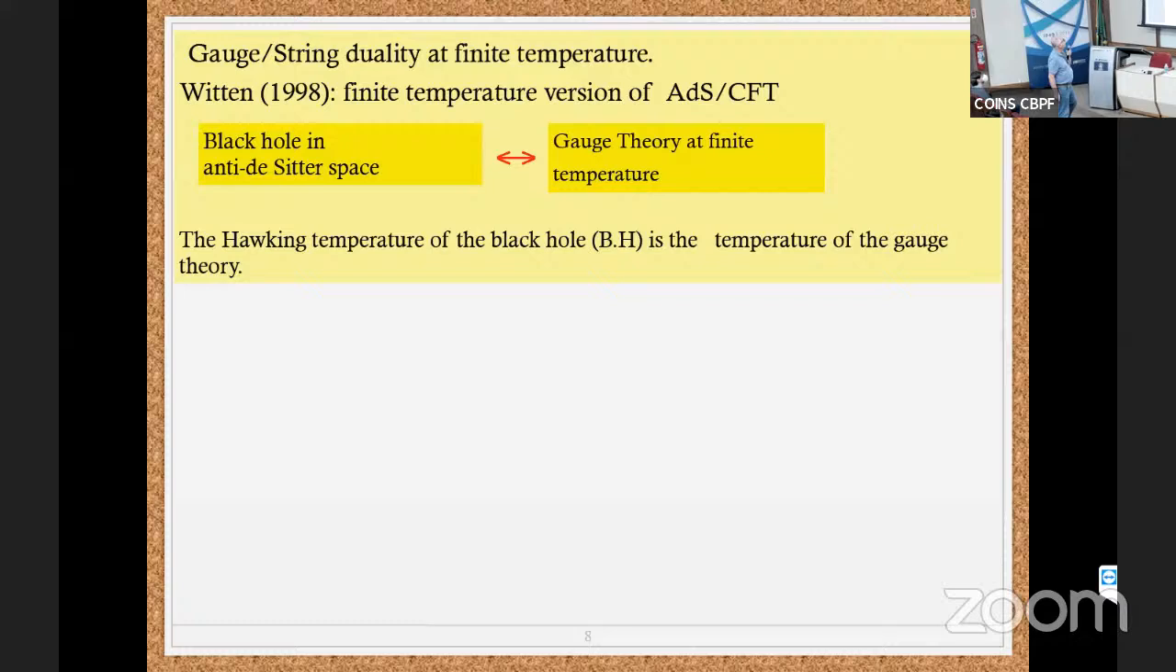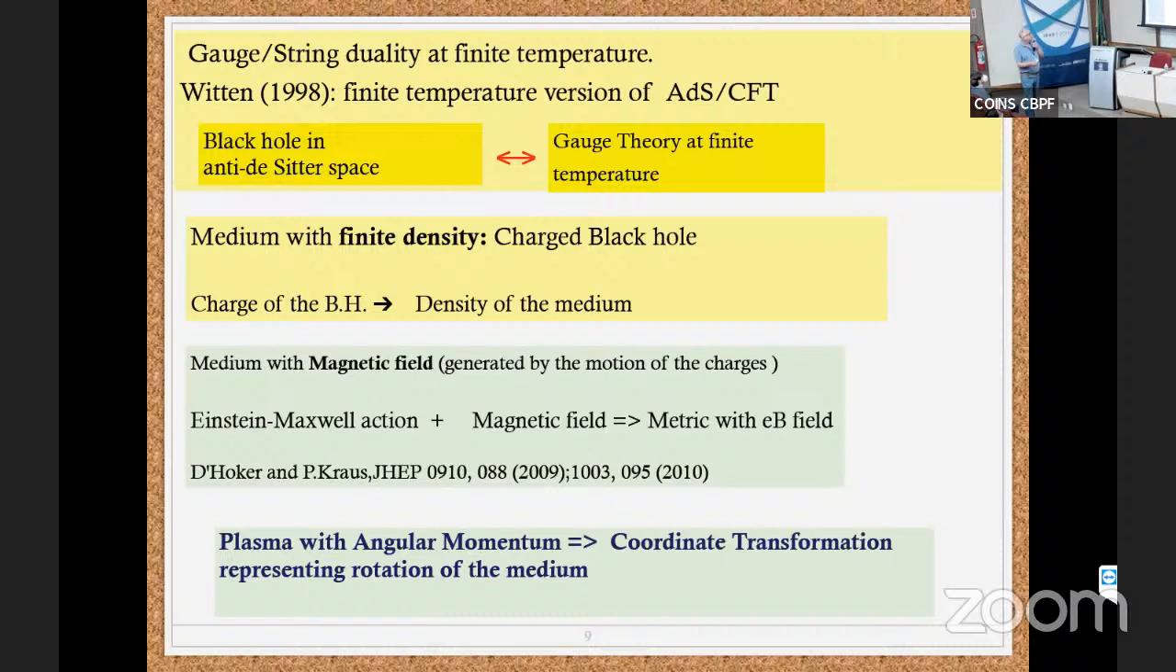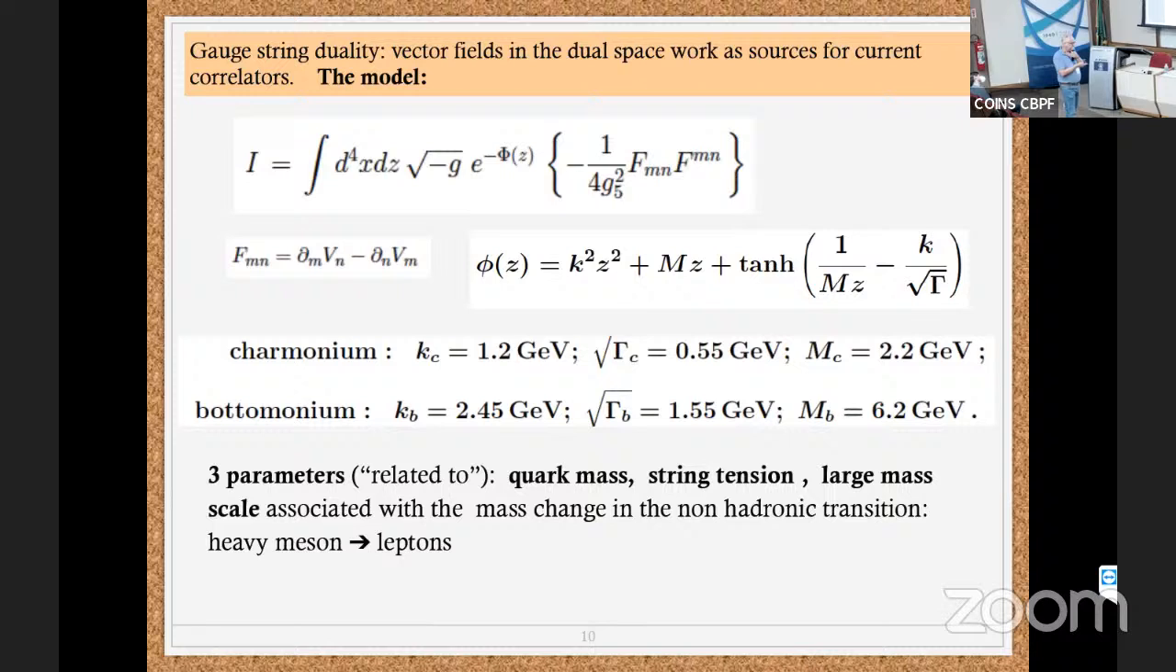And the AdS-CFT correspondence can be extended to finite temperature. And in this case, you don't have AdS space. You have a black hole that is asymptotically AdS, or simply AdS black hole, okay? And we can extend this idea to reproduce holographically a medium with finite density by using a charged black hole, a medium with magnetic field by introducing some background fields in your space. And also a thing that we are studying recently, we can also reproduce a medium that is rotating with angular momentum by making some kind of coordinate transformation that represents the rotation of the medium, okay?